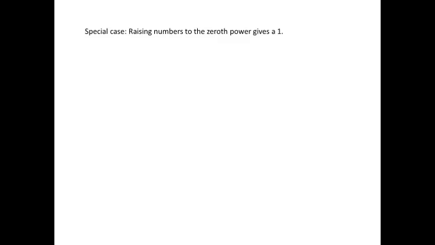There is a special case of exponents, which is that raising numbers to the 0th power gives a 1. Example, compute 6 to the 0th power. 6 to the 0th power is equal to 1. This number can be a lot of other things. It could have been 7 to the 0th power. It could have been 15 to the 0th power. The only exception is that we do not consider 0 to the 0th power to be 1. That one is considered to be undefined.